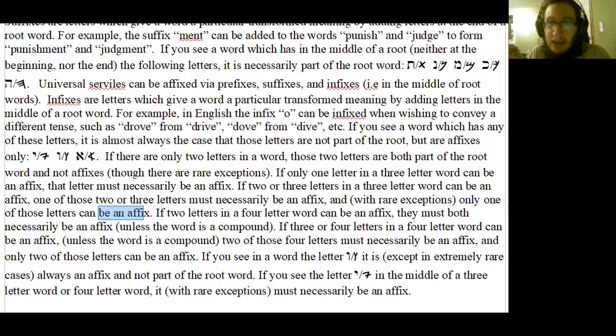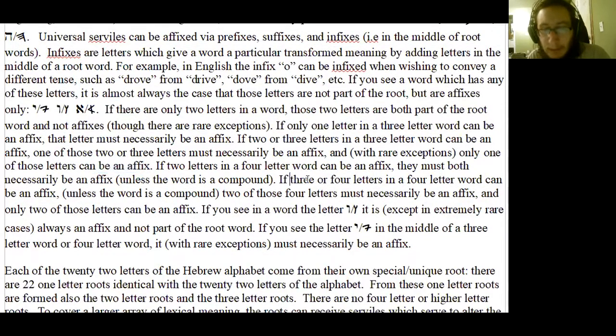Because like I said, you need at least two letters to be a root. If three or four letters in a four-letter word can be an affix, unless the word is a compound, two of those four letters must necessarily be an affix, because like I said, you need to have two letters for a root. And then only two of those letters can be an affix.